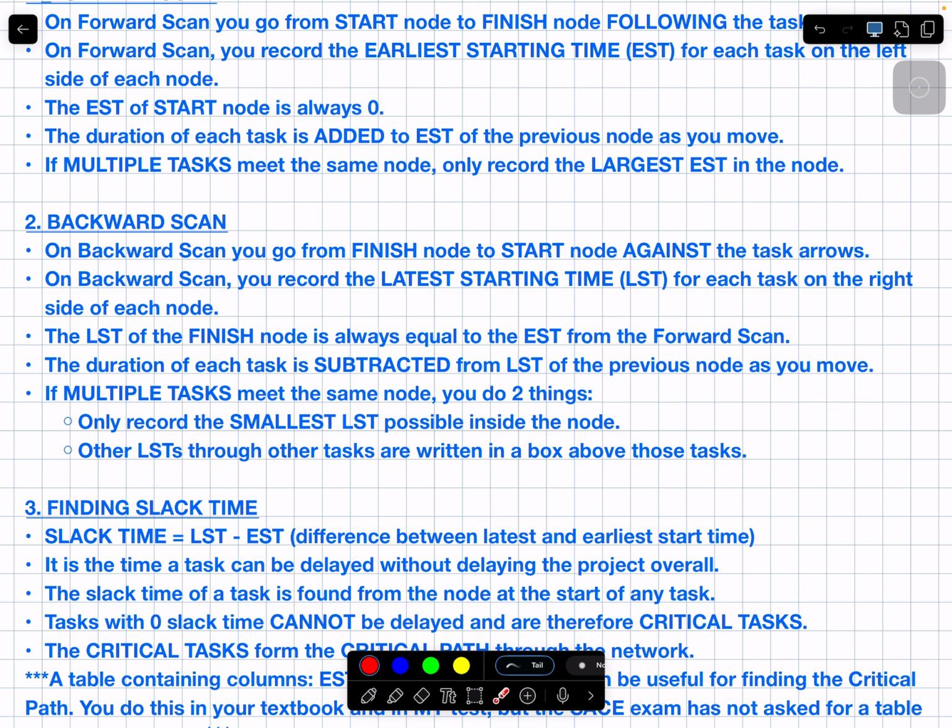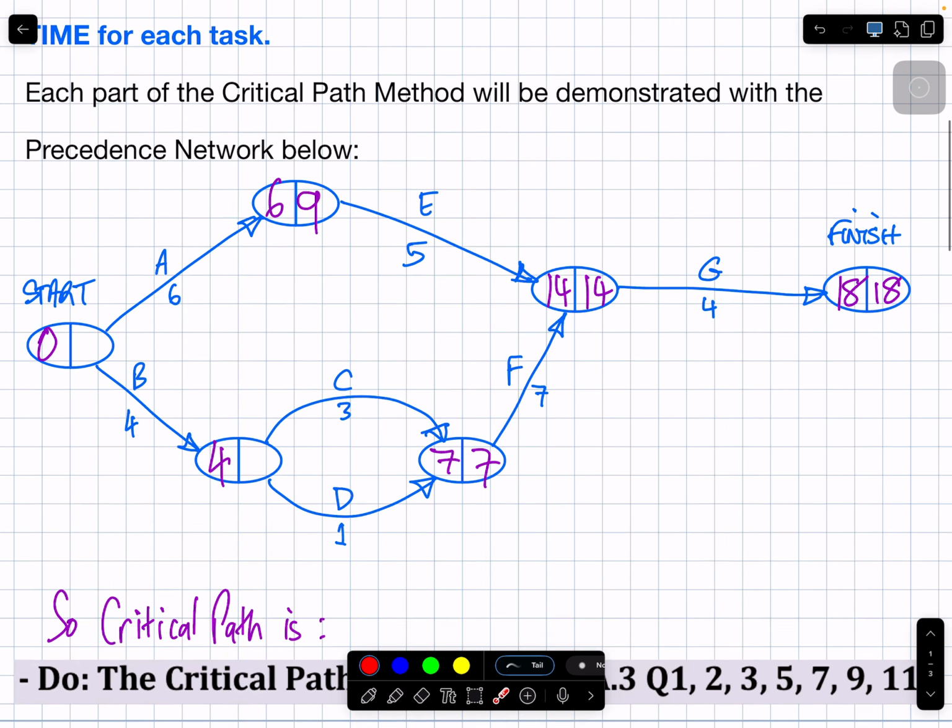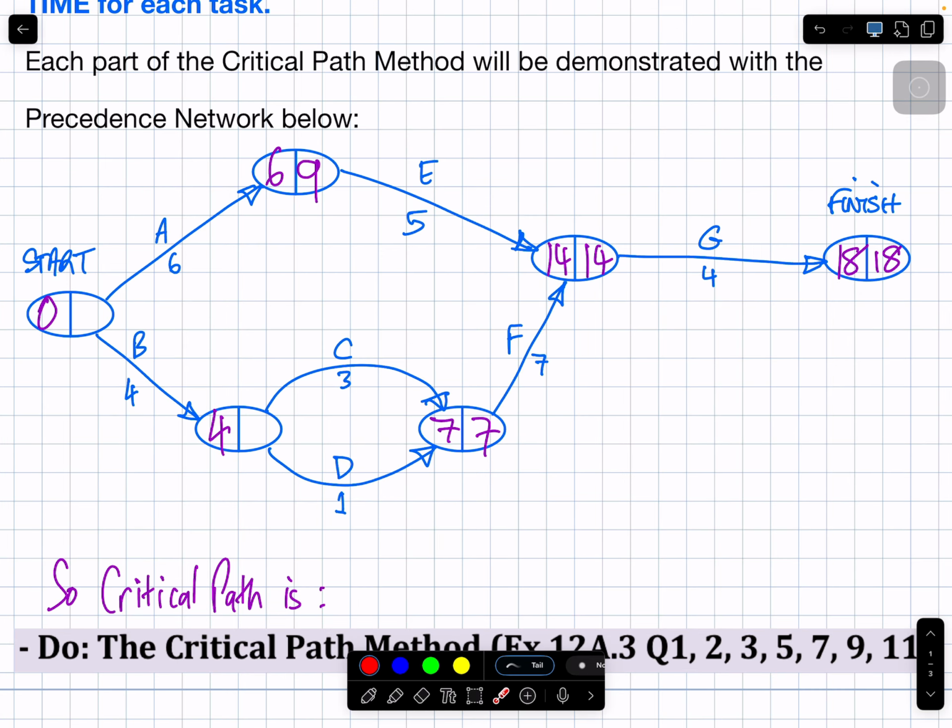Remember in the forward, the number that we ignored, we completely ignored it. We didn't write anything. We just wrote the biggest. In reverse, we don't fully ignore it. So I'll show you how we deal with that.